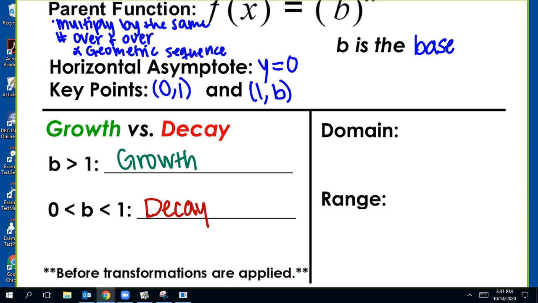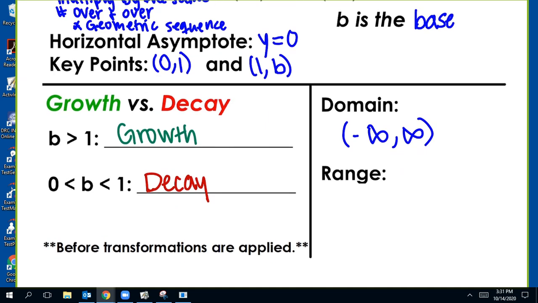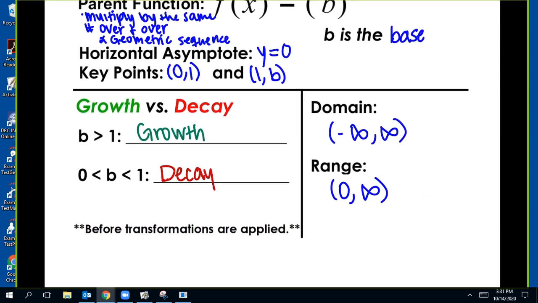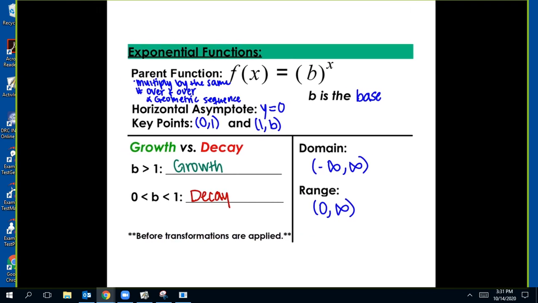And so that represents decay because it's decreasing. With exponential functions, we can plug in any value we want. So the domain is all real numbers, and the range is going to be 0 to infinity because of that horizontal asymptote. Then we'll apply transformations, and everything will change a little bit accordingly.